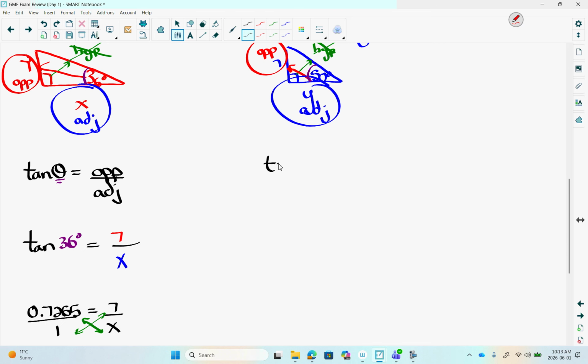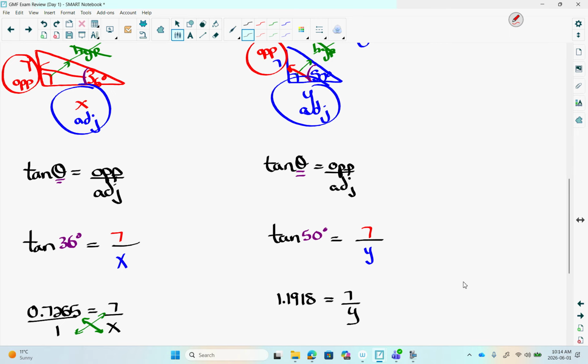I use the exact same formula. Tangent theta, opposite over adjacent. What do I fill in for theta this time? What's the angle in this triangle? 50 degrees. It equals the opposite side, which is a 7, over the adjacent side, which is a y. That's why you need to label it. Figure out the tangent of 50 degrees. The tangent of 50 degrees is 1.1918. That's equal to 7 divided by y.